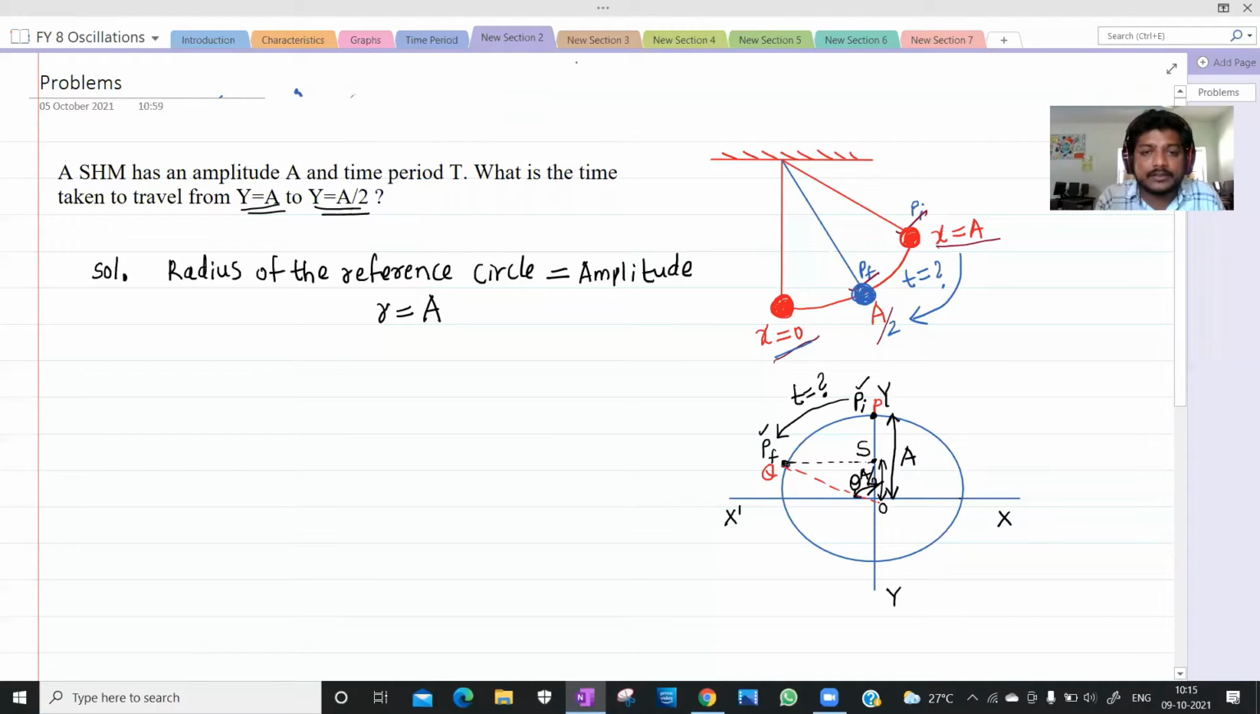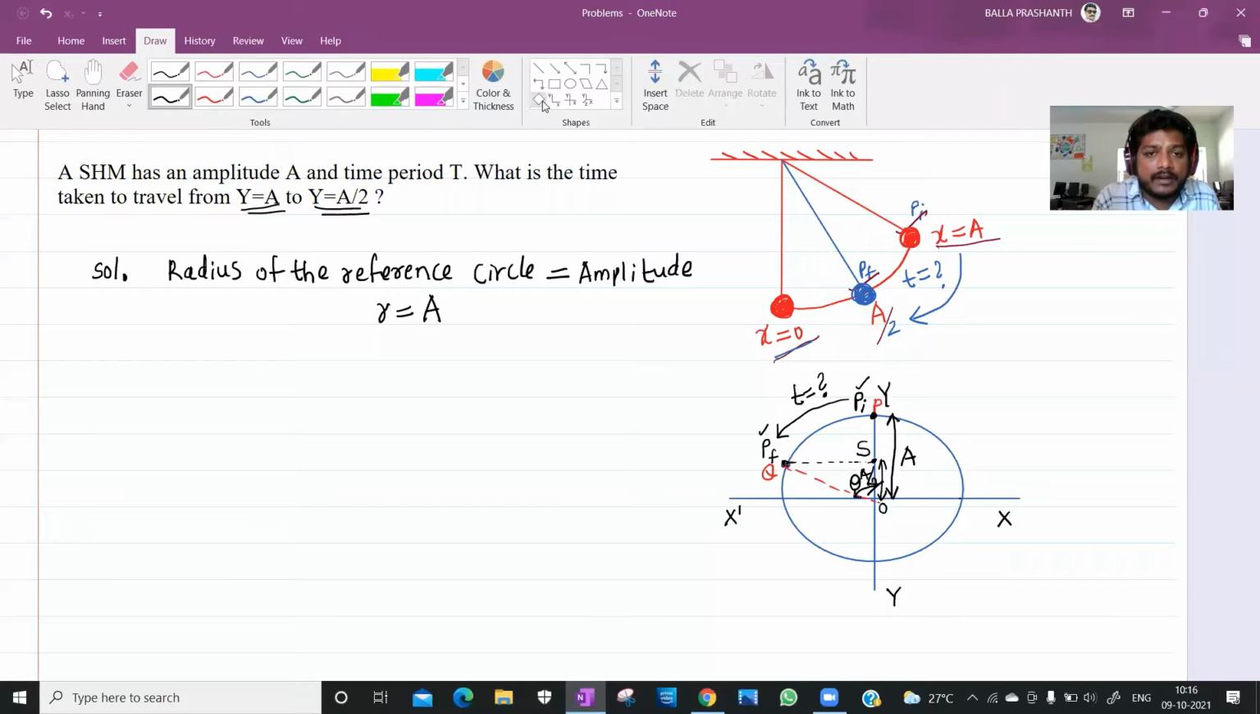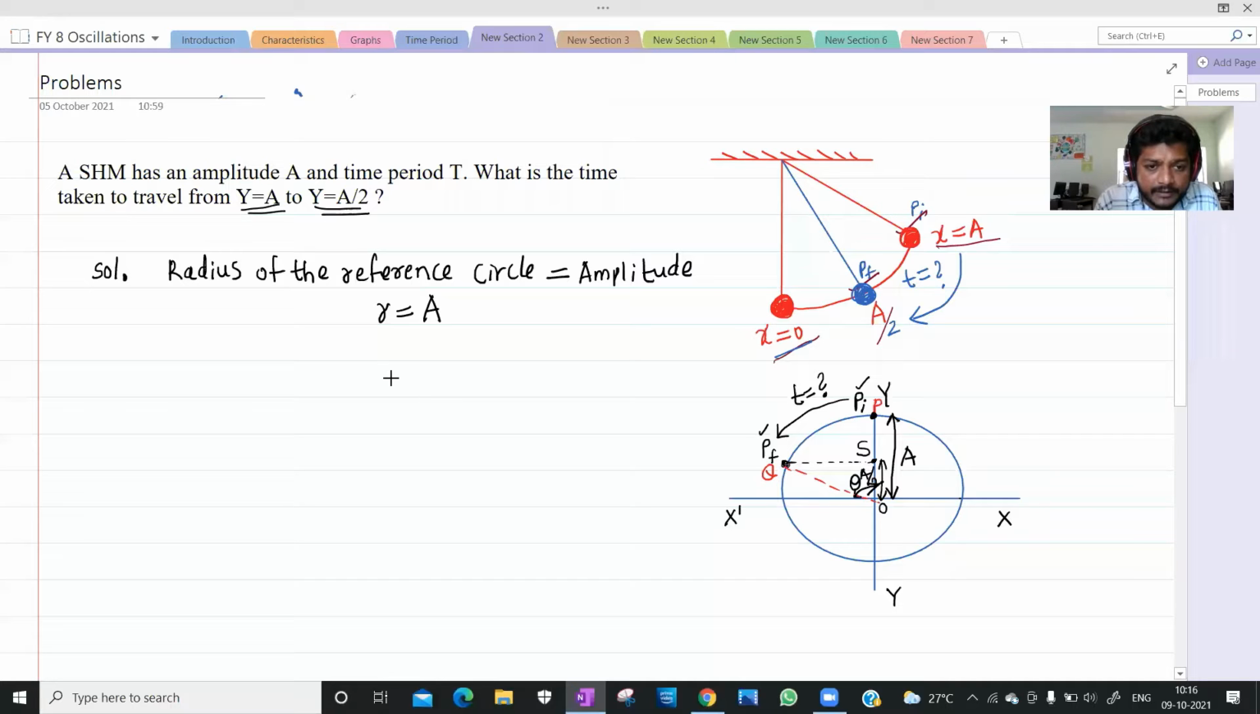Okay? Yes, sir. So I will redraw that diagram. I will redraw this diagram here.